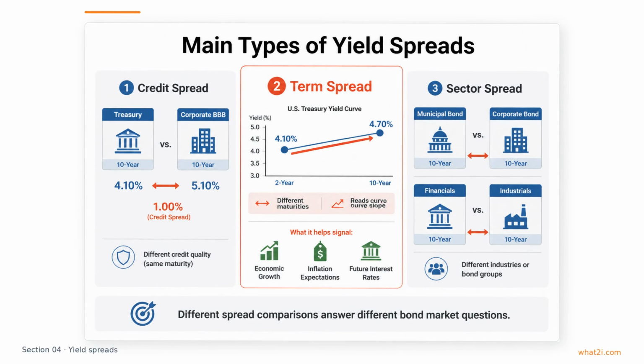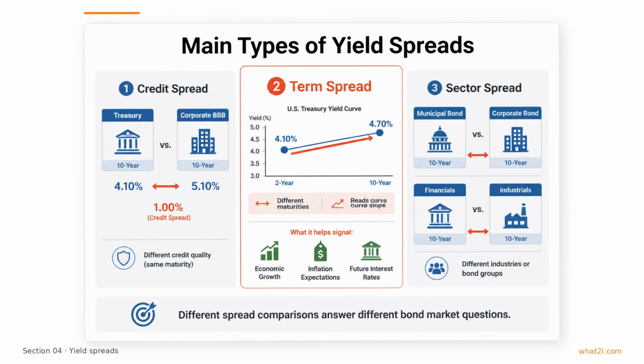and each answers a different question. Credit spreads compare bonds with different credit quality, such as corporates versus treasuries. Sector spreads compare different parts of the market, such as financial bonds versus industrial bonds. Term spreads compare different maturities, often within treasuries, and are central to reading the slope of the yield curve. That last category is especially useful in macroanalysis because it links bond pricing to growth and policy expectations.